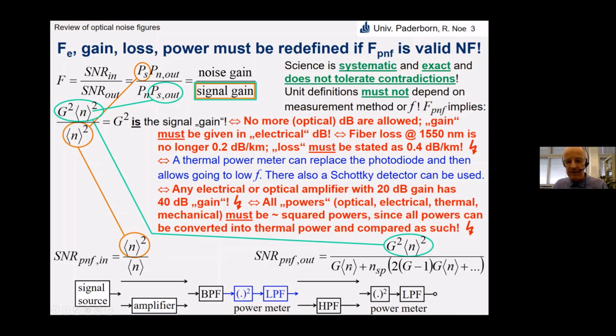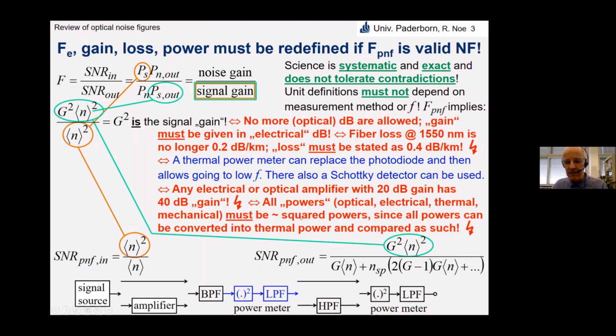Now I replace my photodiode by a thermal power meter, because this must be allowed. I still can measure, for instance, the signal gain, which is G squared. When I have the thermal power meter, I can decrease the frequency until I'm in the electrical domain. Then I find that any electrical amplifier with 20 dB gain has 40 dB gain. All powers must be proportional to squared powers, also mechanical powers.